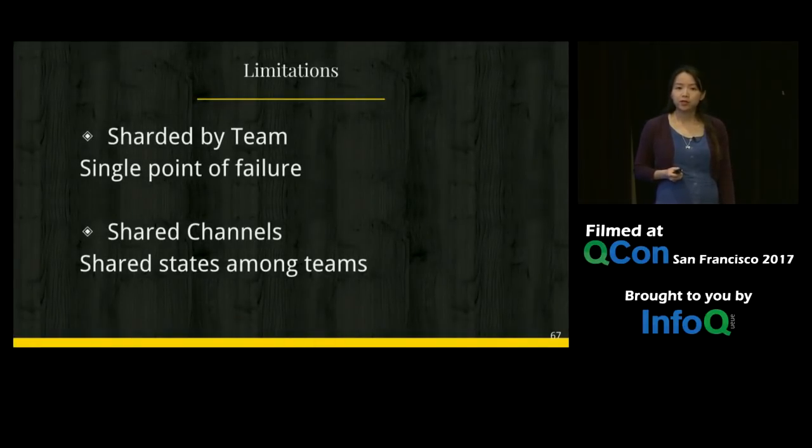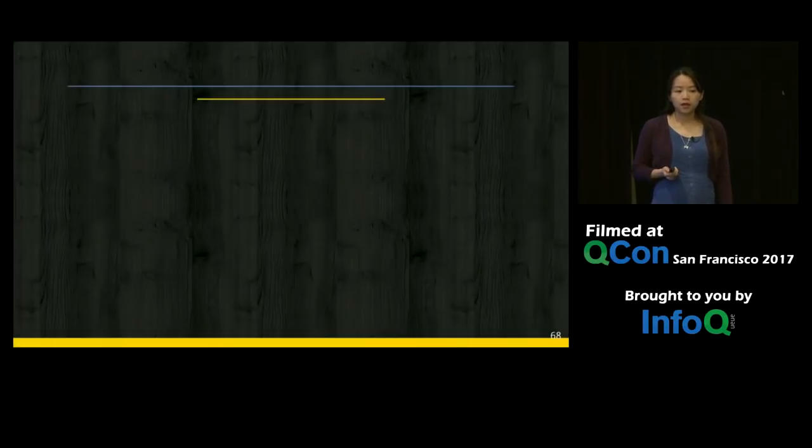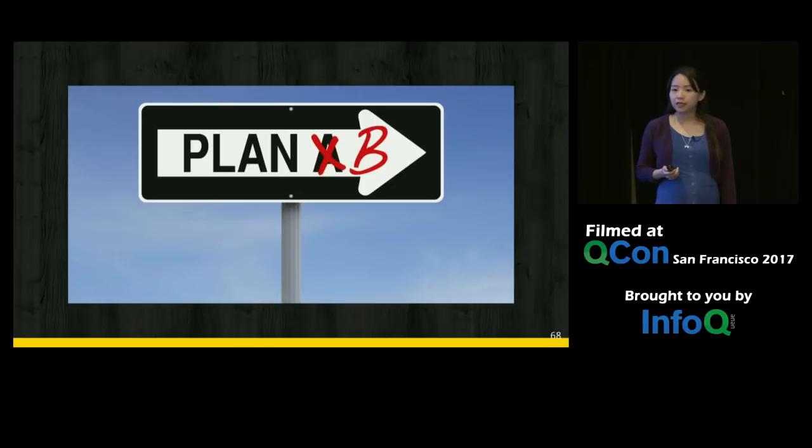We have shared channels. Shared channels means there are many shared states among different teams, and we need to copy messages around. Imagine a shared channel which is shared among a few thousand teams, which we do have in production. This makes state management impossible. It's clear we need a plan B.